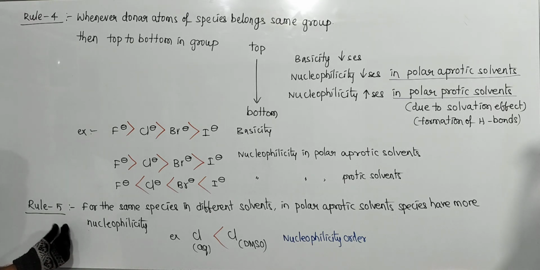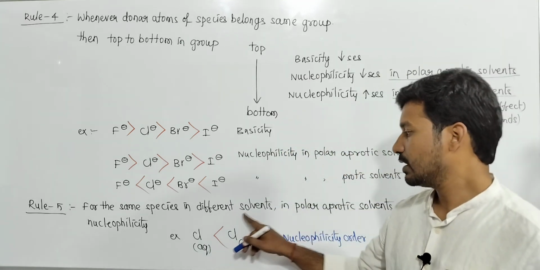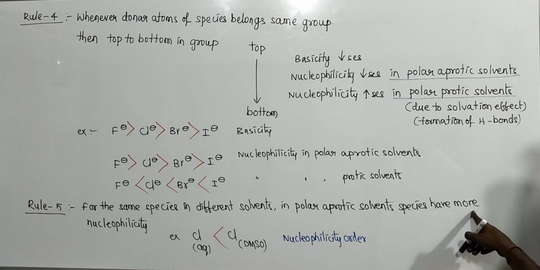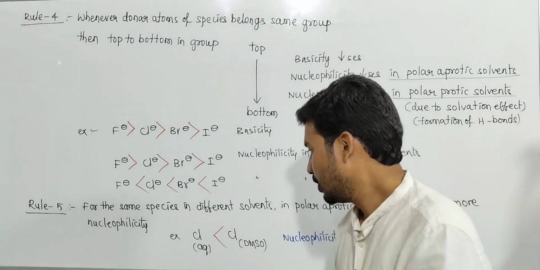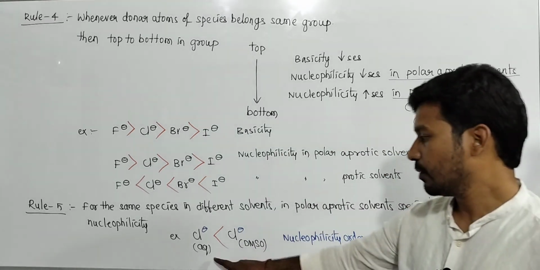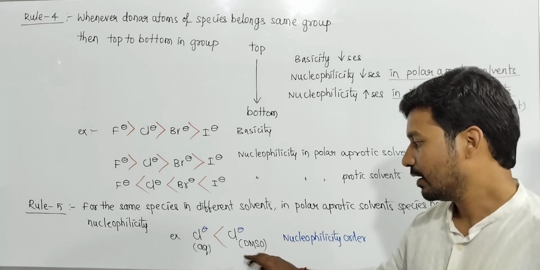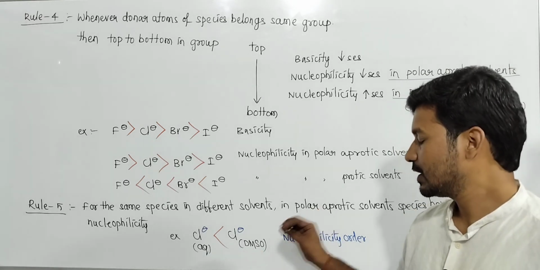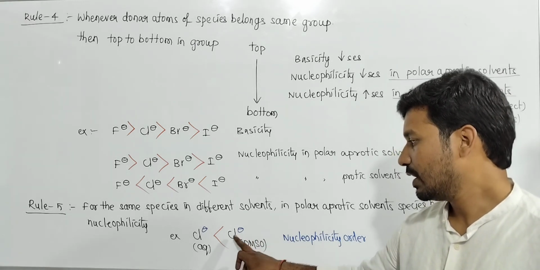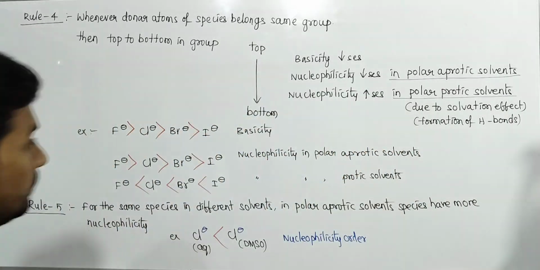Last, rule number 5, for the same species in different solvents. In polar aprotic solvents, species have more nucleophilicity. For example, chloride ion in aqueous medium, and aqueous means polar protic, versus DMSO, dimethyl sulfoxide, a polar aprotic solvent. In which solvent does the chloride ion have more nucleophilicity? In polar aprotic solvents, chloride ion has more nucleophilicity. This is rule number 5. Take this one.